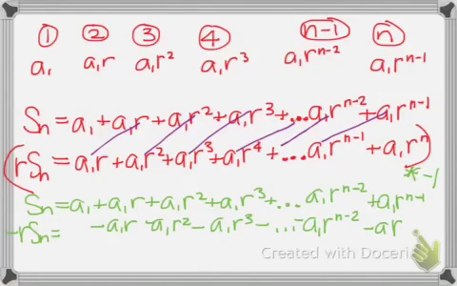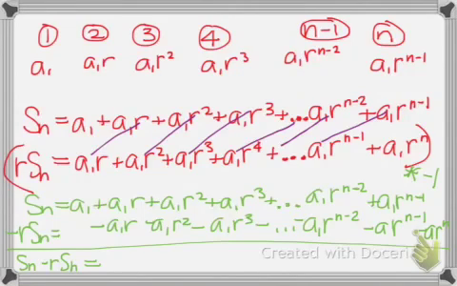So minus r times s sub n, and then when we subtract, a sub 1 minus a sub 1 r, minus a sub 1 r is going to drop out. So when we subtract here, we're going to be left with s sub n minus r s sub n is equal to a sub 1, and then everything in the middle is going to drop out, and we'll be left with minus a sub 1 times r to the nth power. Okay, it's a little bit confusing.